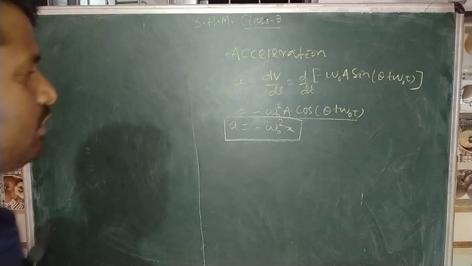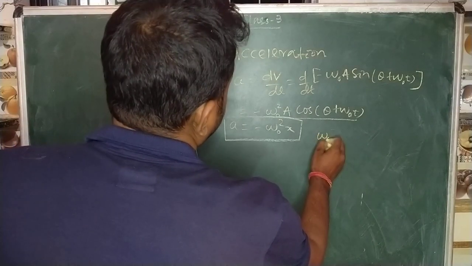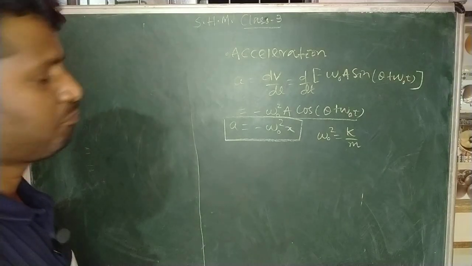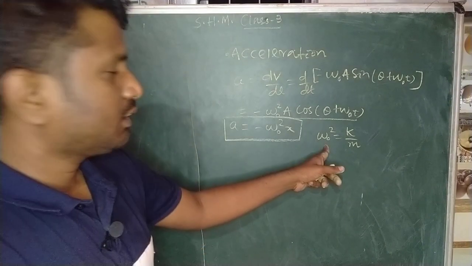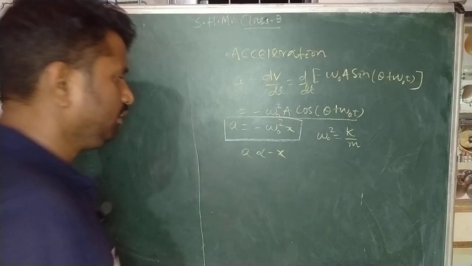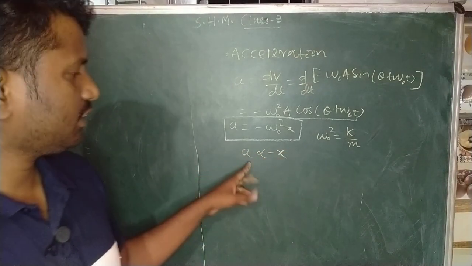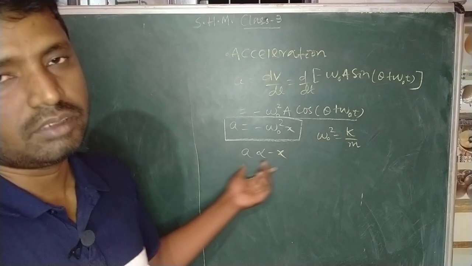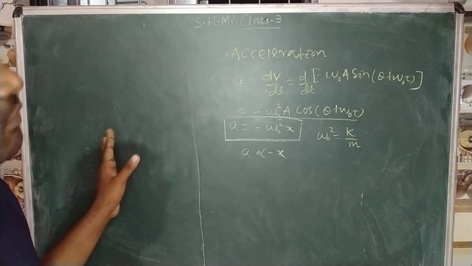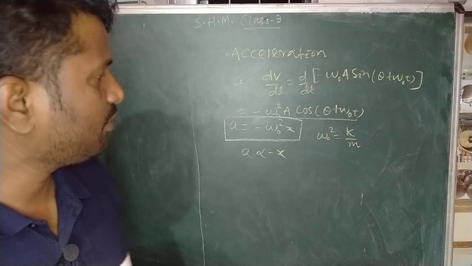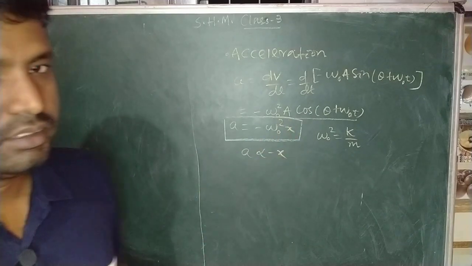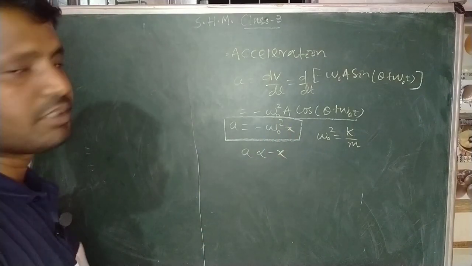Minus omega naught square x. You must have remembered omega naught square is k by m, that means a constant. So acceleration is proportional to displacement and acts in a direction opposite to that of displacement. This is one of our basic definitions of simple harmonic motion: acceleration is proportional to displacement and acts in a direction opposite to that of displacement.